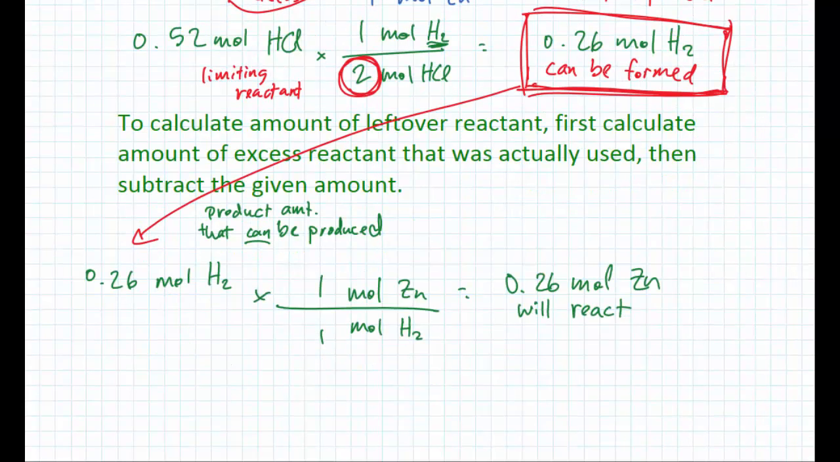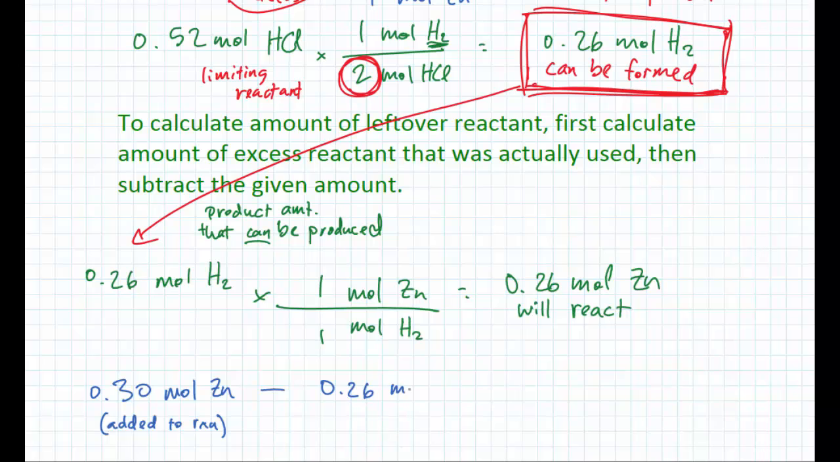Let's take our 0.30 moles of zinc, let's say added to the reaction, minus 0.26 moles of zinc that reacted, and we got 0.04 that remain left over.